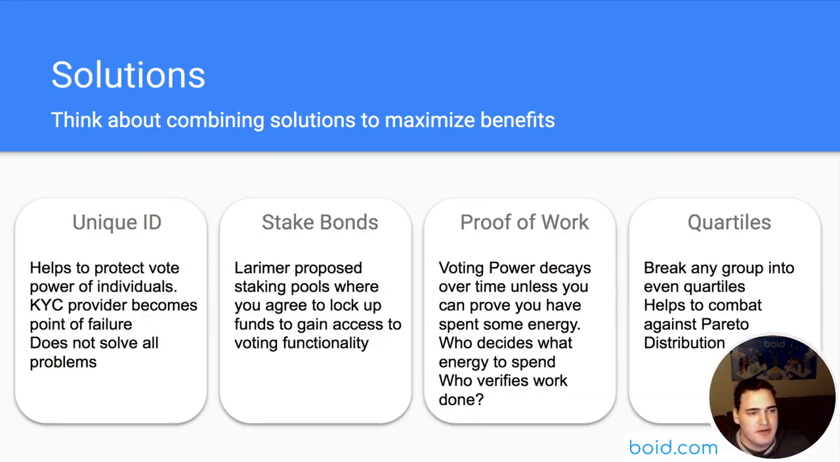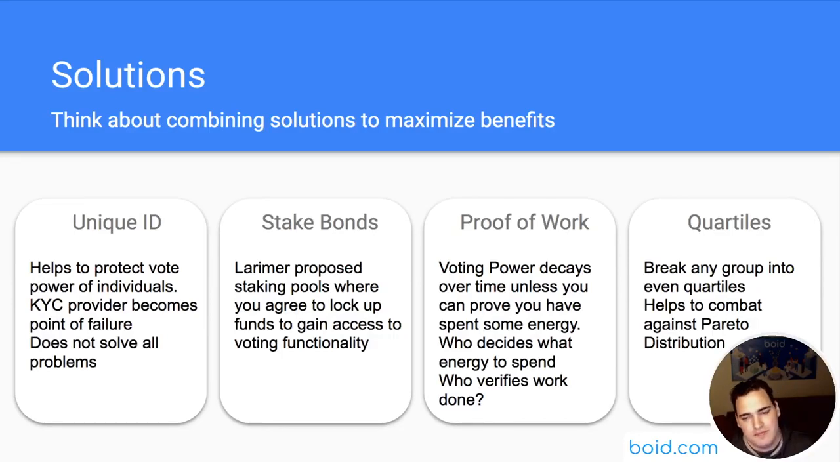Stake bonds is interesting. Dan proposed that last year for solving governance issues on the mainnet. Basically, the longer you lock up your tokens, the higher vote weight those tokens will hold.